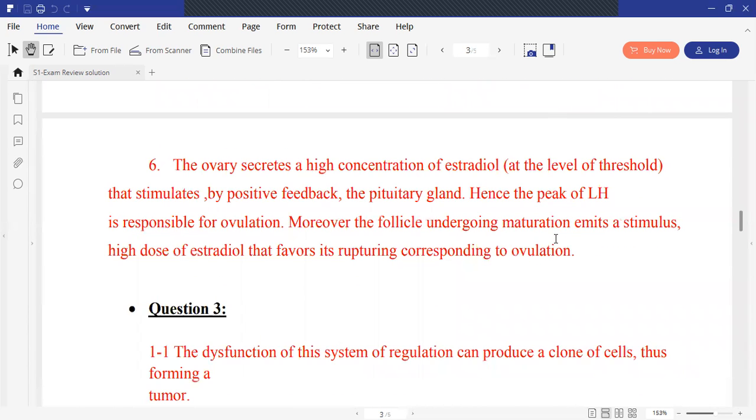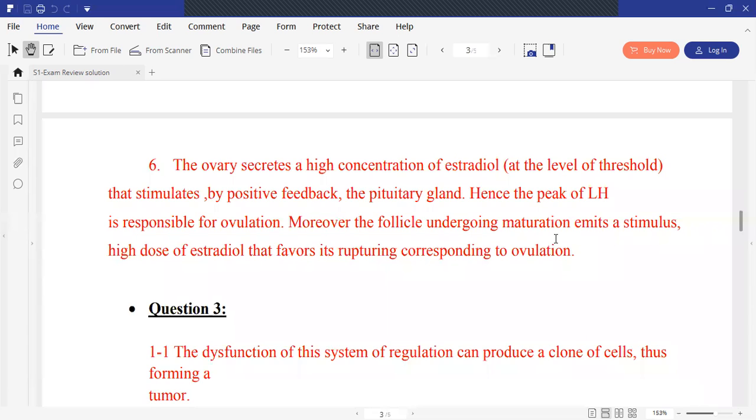Question 6: Explain that the stimulus leading to the ovulation is given by the ovary. The ovaries secrete a high concentration of estradiol at the level of the threshold. This will stimulate by a positive feedback the pituitary gland, and hence the peak of LH is shown for ovulation. Moreover, the follicle undergoing maturation emits a stimulus, a high dose of estradiol, that favors its rupturing, corresponding to the ovulation.